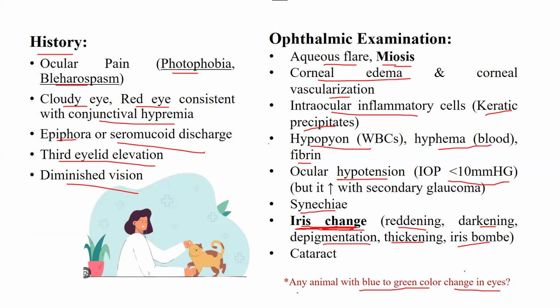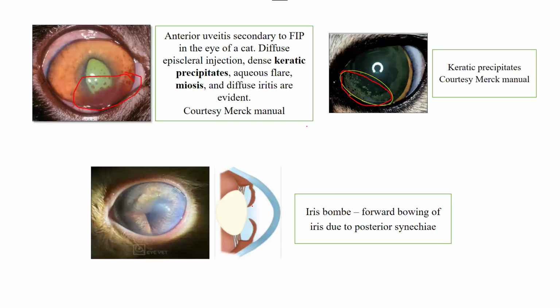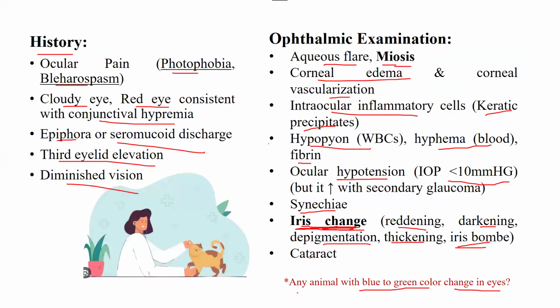And what is iris bombé? Let's discuss that. Do you see this diagram? This is synechia, where the iris is attached or adhered to the lens. This is posterior synechia, but because of this synechia, what is happening? The iris is bowing forward. This is called iris bombé, and in a real life picture, it looks like this. Then, just like secondary glaucoma, secondary cataract can also happen in this animal.